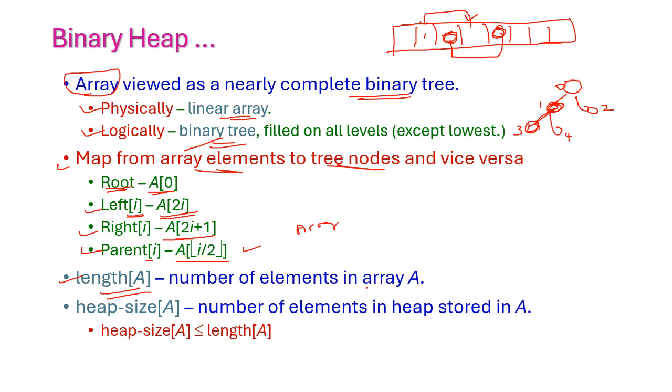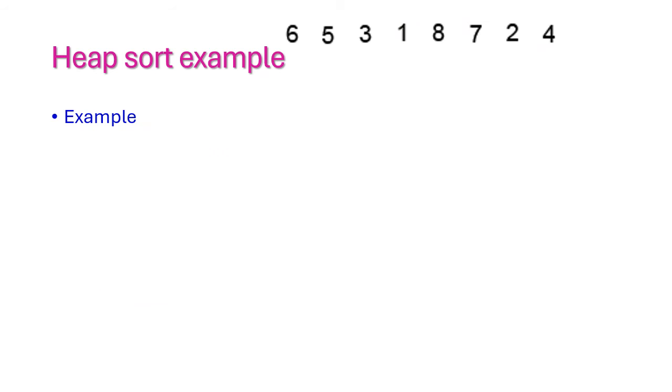Length of A equals number of elements in the array, and the heap size of A is the number of nodes in the array. Okay, and heap size must be less than or equal to array size, because at every iteration the size of the heap will get reduced. That is, the maximum element will always be removed at every iteration, hence the heap size should always be less than the array size.